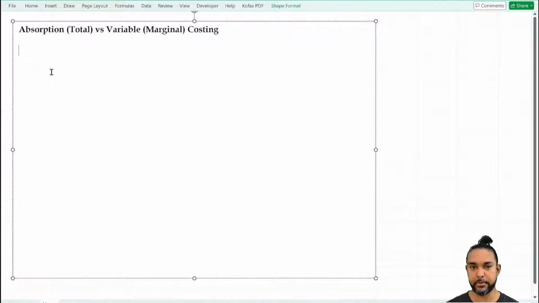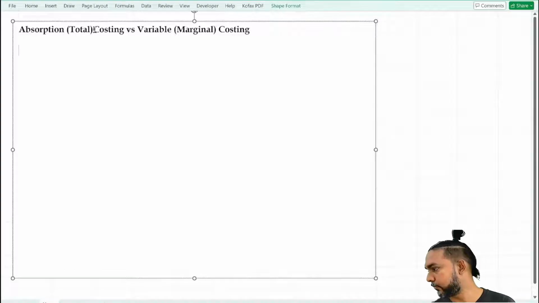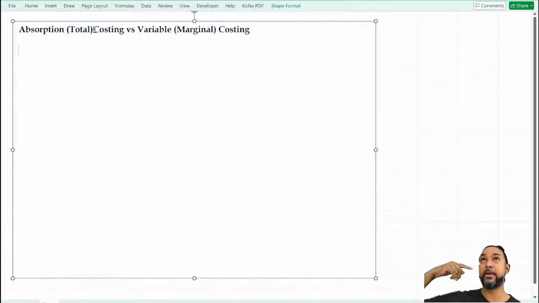Right. So we have absorption or total costing versus variable or marginal costing. I did mention that in 2022 when I taught this topic, and I do actually very much like this topic for whatever reason, whether it's the different variations in the income statement or the calculations involved with the reconciliation. Something about it, I just like it.